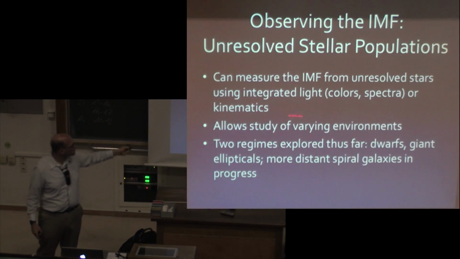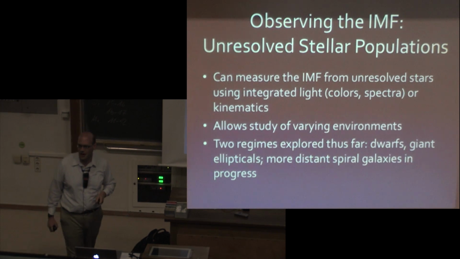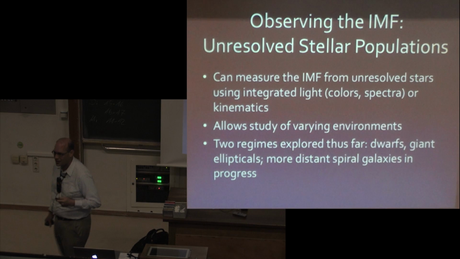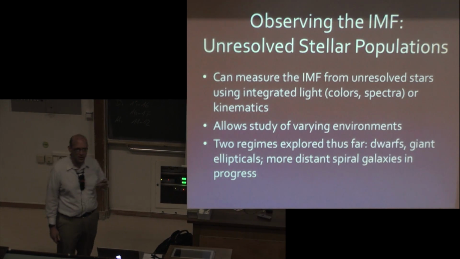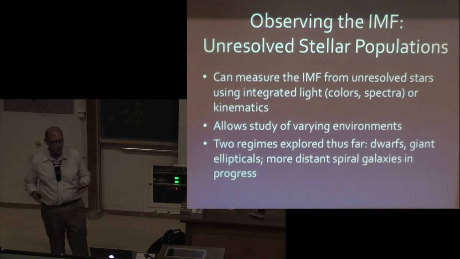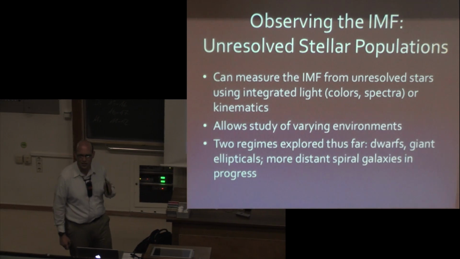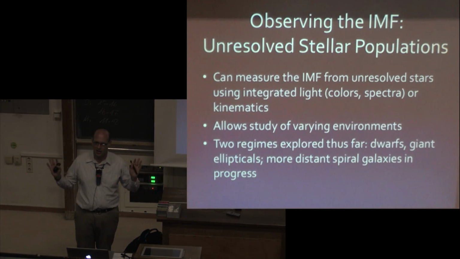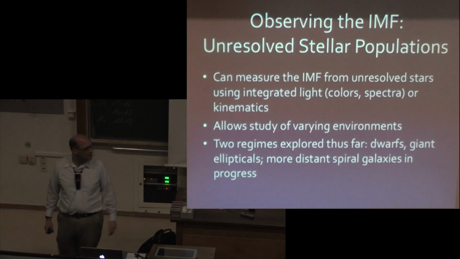Or you can do it from kinematics. You can try to constrain the mass to light ratio kinematically, and then compare it to what you would expect for a given IMF. The great advantage of this is that you can actually do it beyond just the Milky Way and Magellanic Clouds, whereas with resolved stellar populations, you're basically limited to just those systems, because further away you just can't resolve the individual stars.